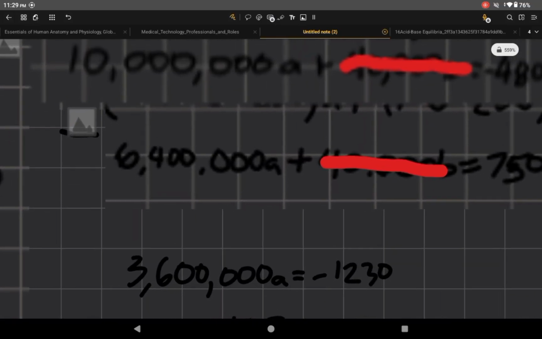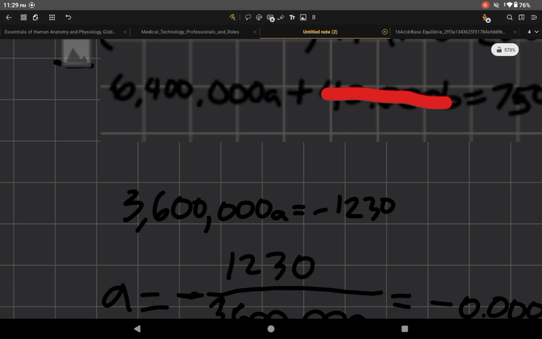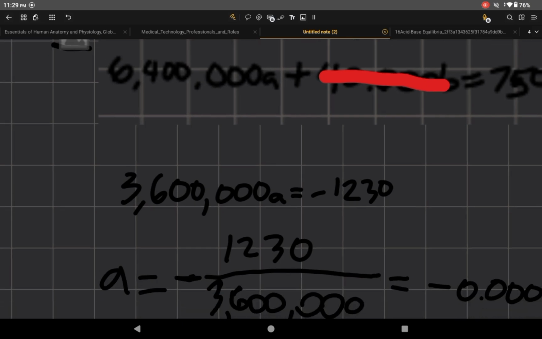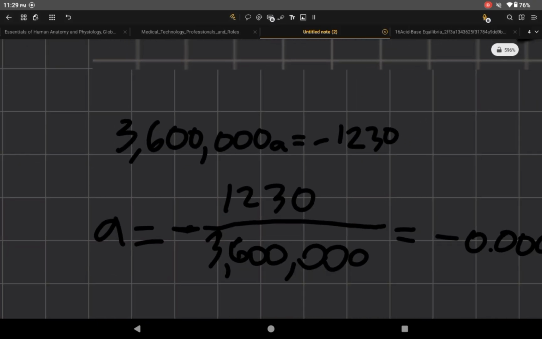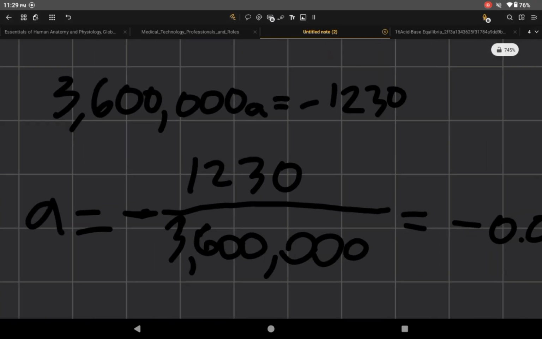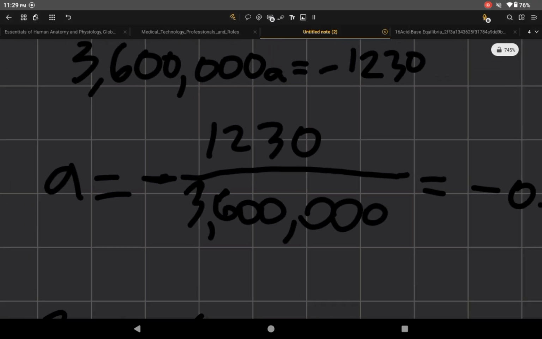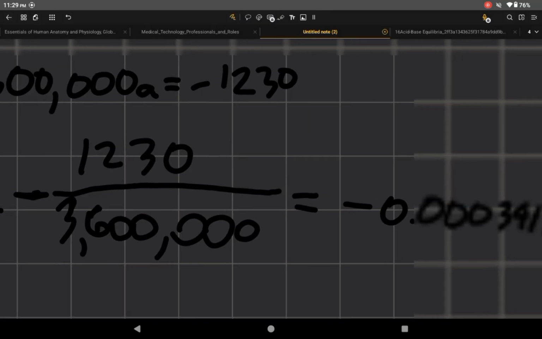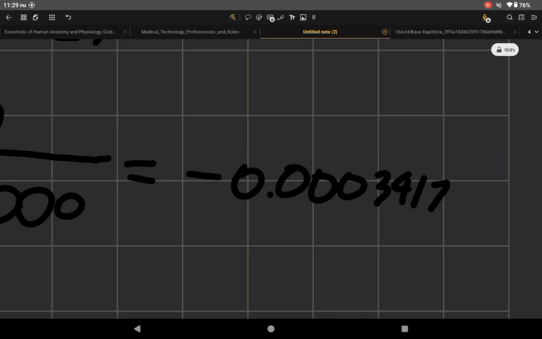And then, it will leave us with 10 million minus 6.4 million. You get 3,600,000A is equals to negative 1,230. Tapos, atong next one is divide both sides by 3,600,000 para mabilin si A. So A is equals to negative 1,230 divided by 3,600,000. Then calculate, you will have the answer, negative 0.0003417.